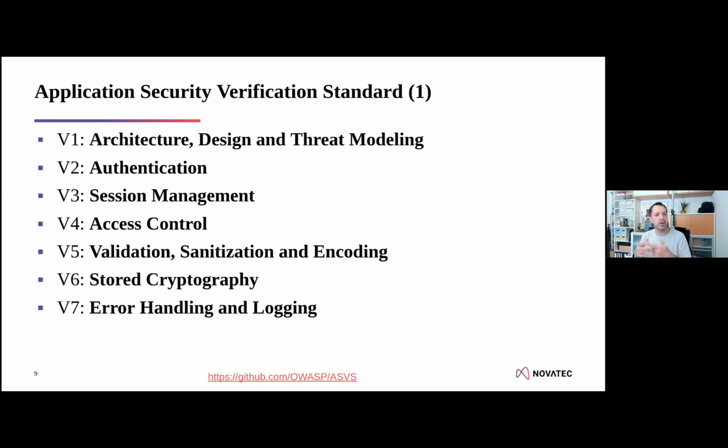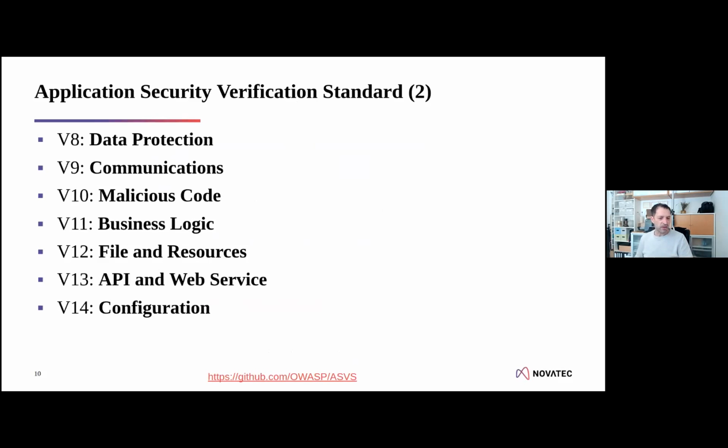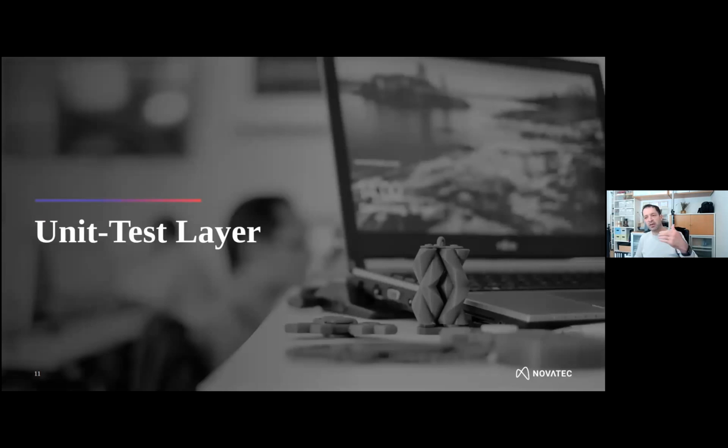So what is included in the Application Security Verification Standard? You have a really helpful catalog of different fields, starting from architecture, design, and threat modeling, authentication, session management, all that stuff, but much better than just looking at the OWASP Top 10 list. And there are up to 14 chapters, also regarding configuration, how to make an API secure, and stuff like that. And the idea now is which security requirements could probably be tested on which layer of the testing pyramid.